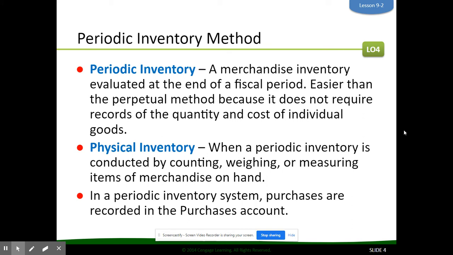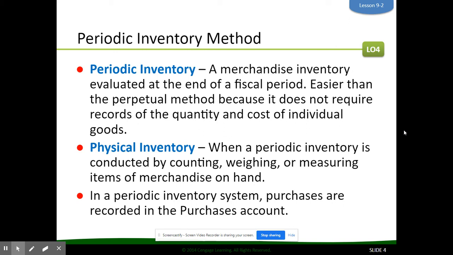Periodic inventory is when a merchandise inventory is evaluated at the end of the fiscal period. This is going to be easier than the perpetual method because it doesn't require records of the quantity and cost of the individual goods. There are some computer systems that will do this for you, but they're not always accurate and things can go wrong.